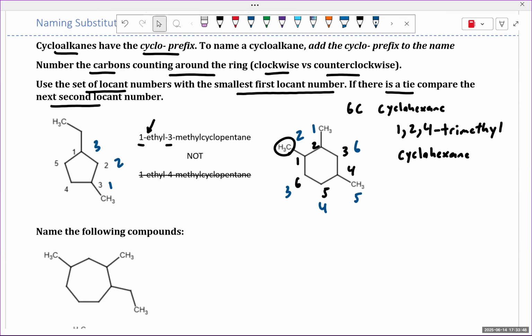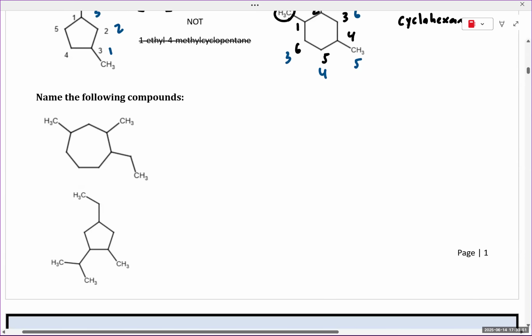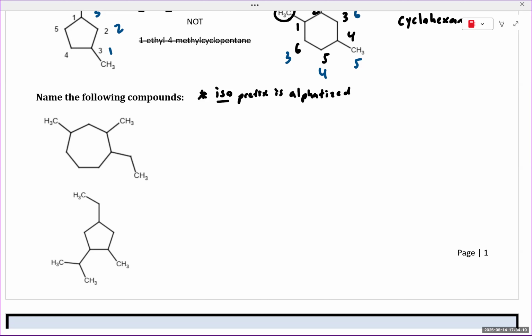Let's now work on some additional examples. So let's try to name the following compounds. You may want to pause the video at this time and work on naming the following compounds. One thing I'd like you to remember is the iso prefix is included in alphabetical order. It's one of the few prefixes that we do have to account for in terms of alphabetical ordering. And you'll see why that's important momentarily. So take a few moments to work on these examples, and then we'll discuss.